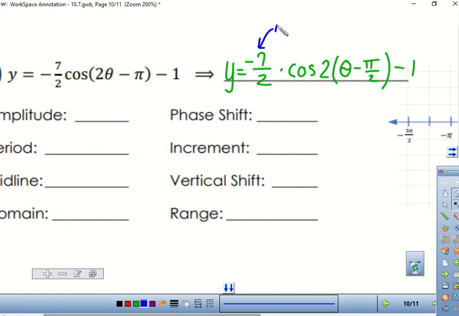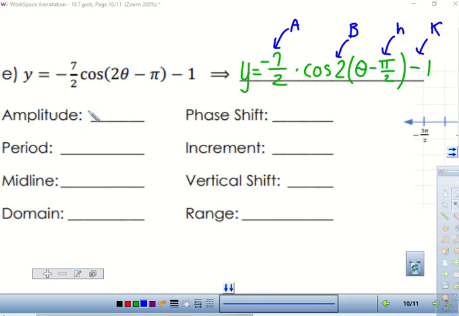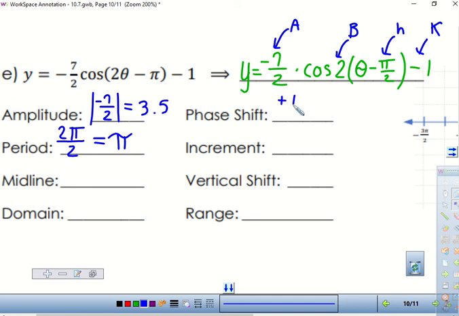So this is A, B, H, and K. So we're going to identify our amplitude, which is the absolute value of A, which is 7/2, which is the same as 3.5. Now the period is going to be 2 pi divided by B, which is just pi. My phase shift is always whatever h is, but the opposite sign, so it's going to be a positive pi over 2. And my increment is always my period divided by 4.